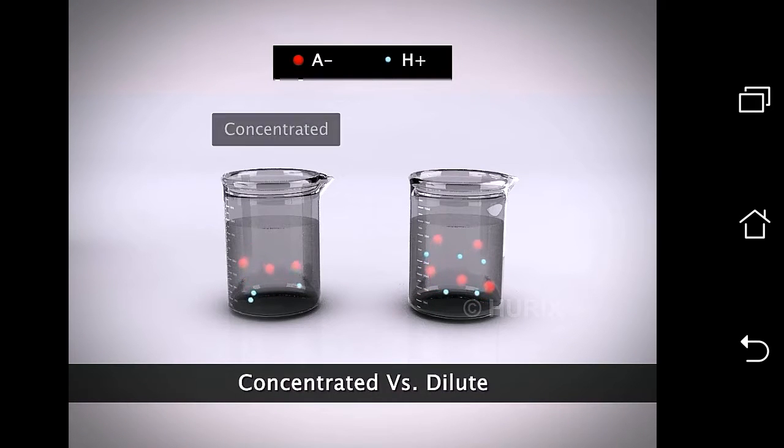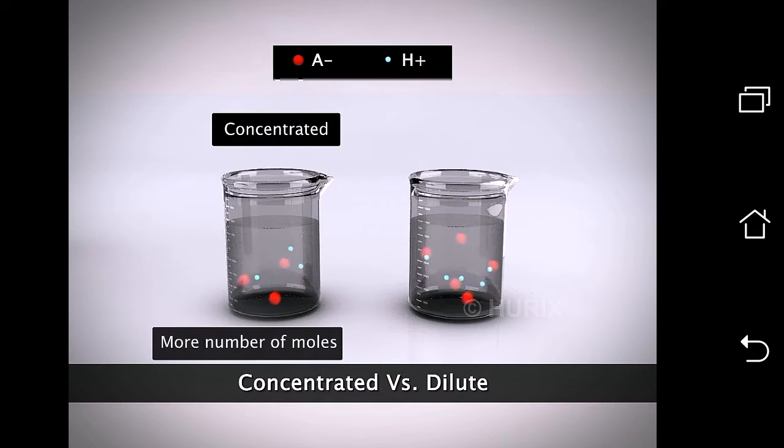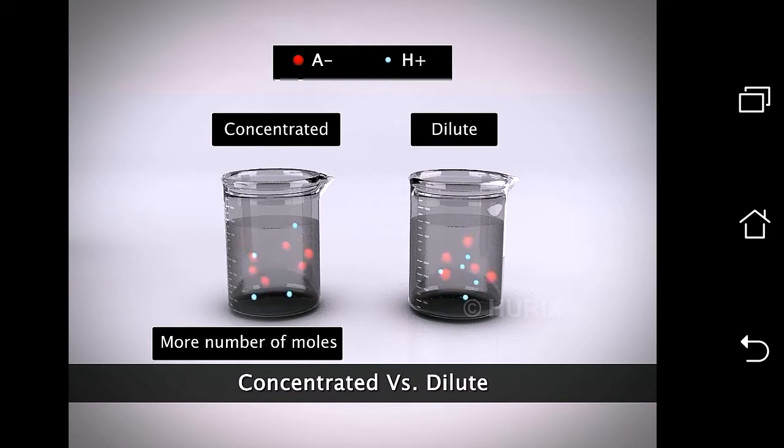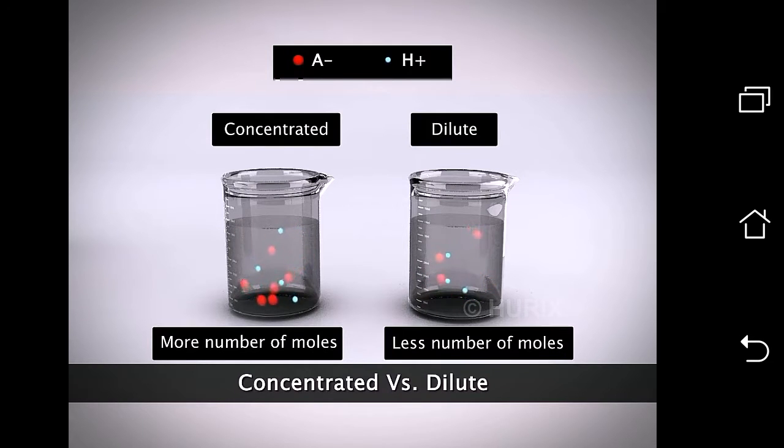The term concentrated indicates that more moles of acid than normal are dissolved in a given volume of solution. The term dilute indicates there are fewer moles of acid in a given volume of solution. The concentration of the solution depends on the level of acid or base in solution.